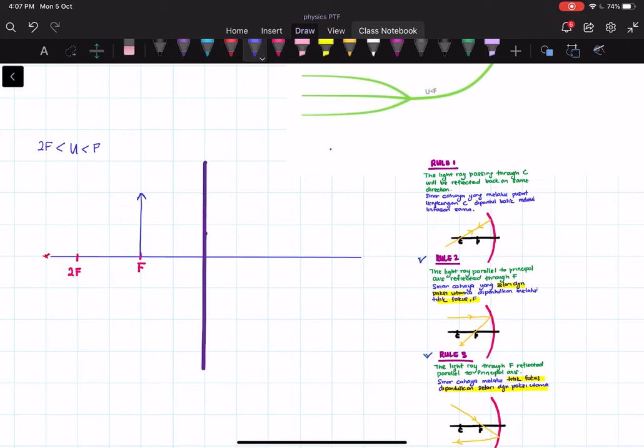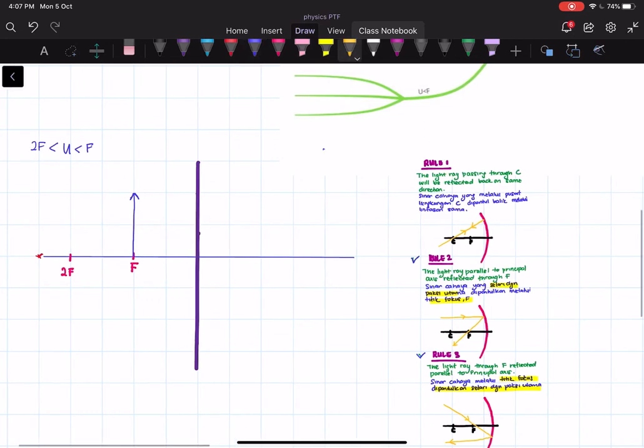Now look at here, class. Can I use rule number 1? Yes, rule number 1 can still be used because from the object, the light ray is going to be a parallel light ray passing through, and the light ray parallel here is going to be reflected passing through the focal point. So that's perfect. We are done with the first ray diagram.